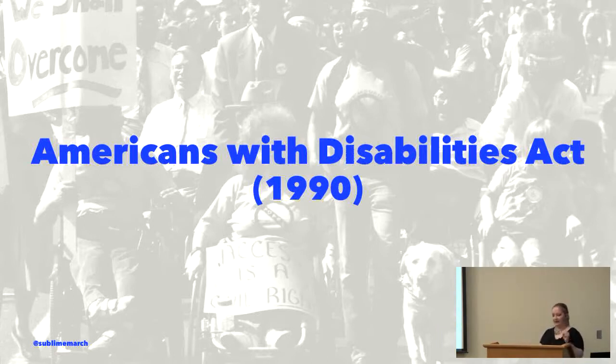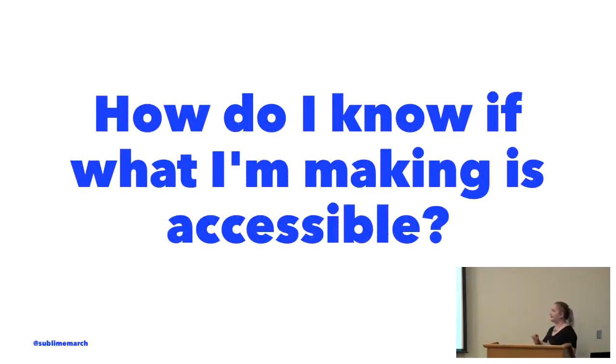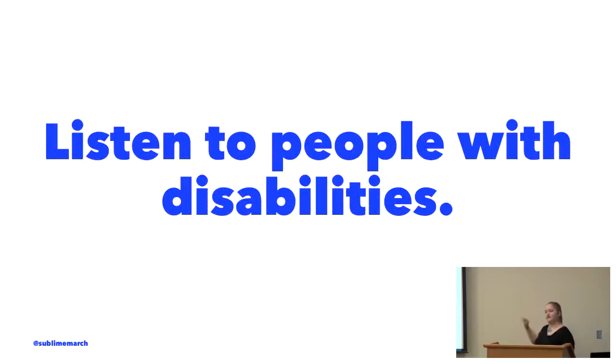Okay, so we have laws. We are legally required to make things accessible. How do we know if what we're making is accessible? I don't want to get sued. I want to help people. How do I do that? The best and easiest way to make your technology accessible is to listen to people with disabilities. You can read as many blog posts as you want by people without disabilities and read every guideline and read every book, but at the end of the day, you need to involve people with disabilities in the creation of your technology. Have them on your team. Have them involved in user testing. Involve people with disabilities in what you're making.